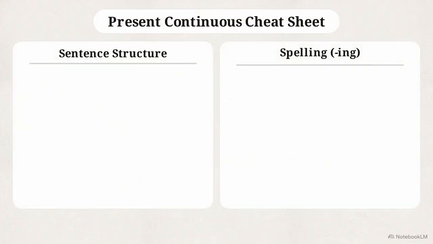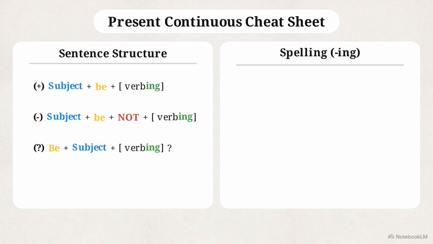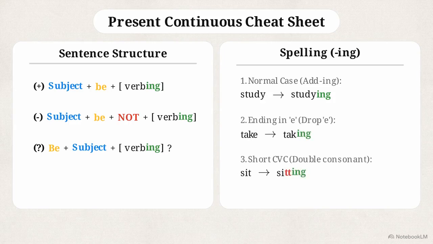This chart shows the complete system. You can see the positive, negative, and question formulas on the left, alongside the three spelling rules on the right. Take a screenshot of this.